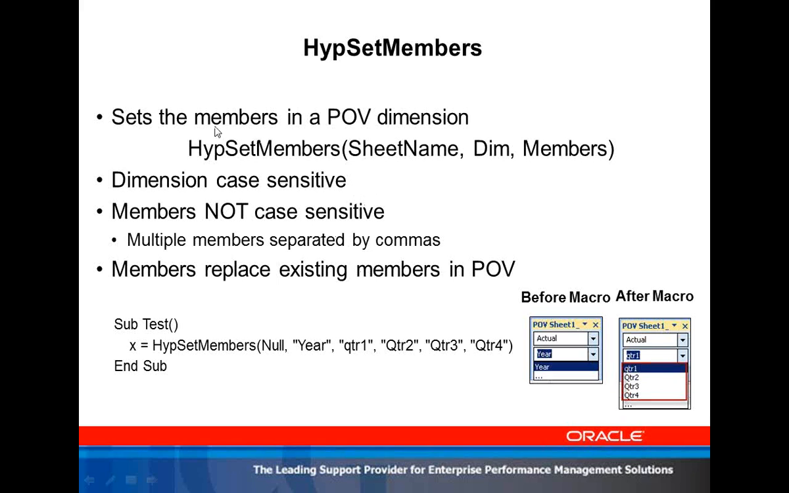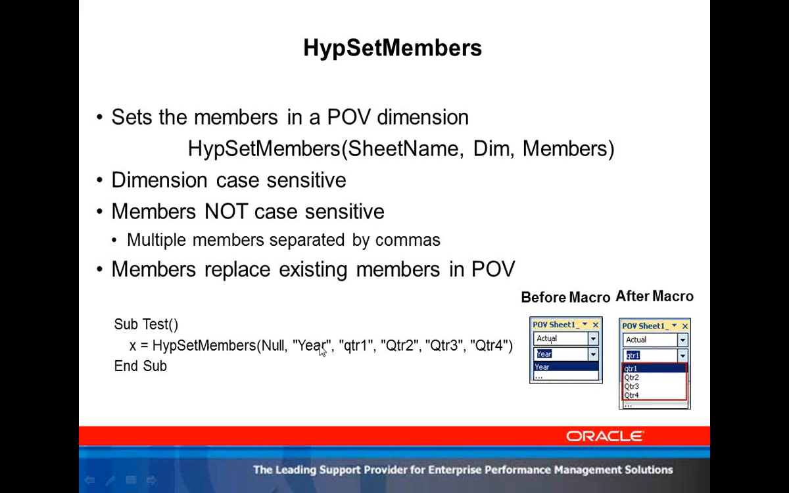And I can set the members in a POV dimension, the ones that I want to select from. As you see right now in my POV, I've got year, and there's the member selection ellipsis. So the only member I have in my POV for the year dimension is year. Actual up here is for my scenario dimension.